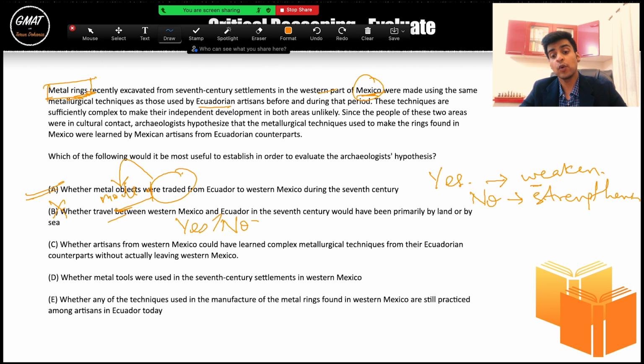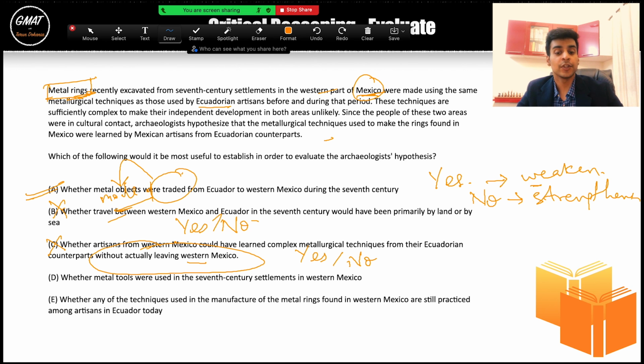C: Whether artisans from Western Mexico could have learned complex metallurgical techniques from their Ecuadorian counterparts without actually leaving Western Mexico. Now here, the key factor is, could they have learned it without leaving? So did they need to physically be present? Once again, why is it so that these artisans had to leave Mexico? Why couldn't it be the Ecuadorians came to Mexico? It could have been the other way around, right? I don't have to go somewhere to learn something. It's possible that the other person comes to me, even if we forget all the education that we have today. It's not necessary that one goes to the other; the other way is also possible. So whether I take it to be yes or no, it again would not give me another reason or weaken the present one. It just tries to answer a question about how the learning could have happened, not about if the learning happened, right?